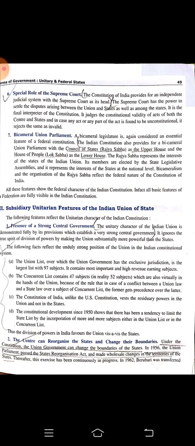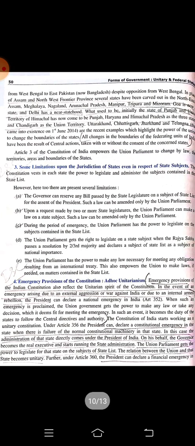The center can reorganize the states and change their boundaries. This means the residual power is vested in the hands of the central government. But in the USA, this residual power is vested in the hands of the states. During emergency, as I was telling you, the central government can take decisions on behalf of the states.